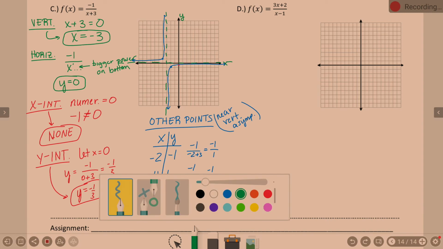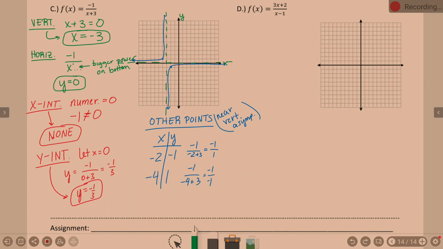One more? What you got for me? Got a vertical asymptote? What's my vertical asymptote? X equals 1. Because when you set that denominator equal to 0, x equals 1. So on the x-axis, I'm going to go to 1. I'm going to draw my vertical asymptote.